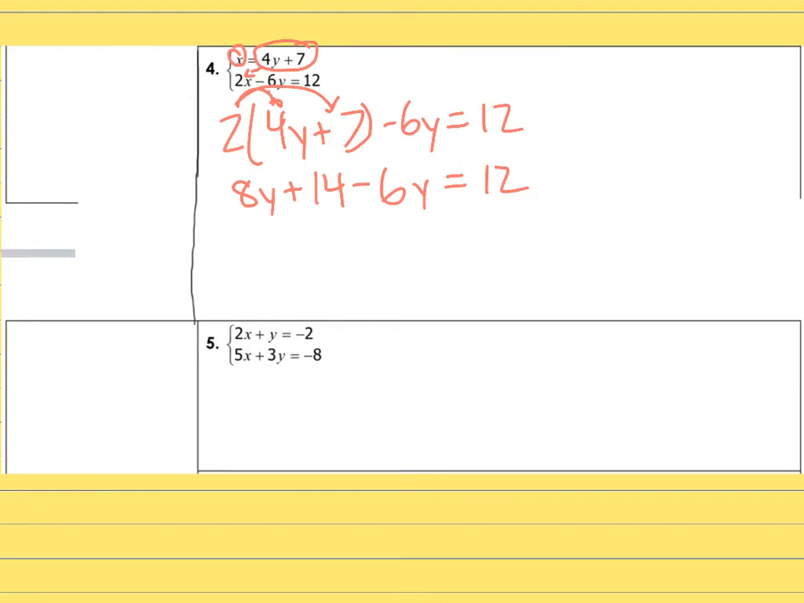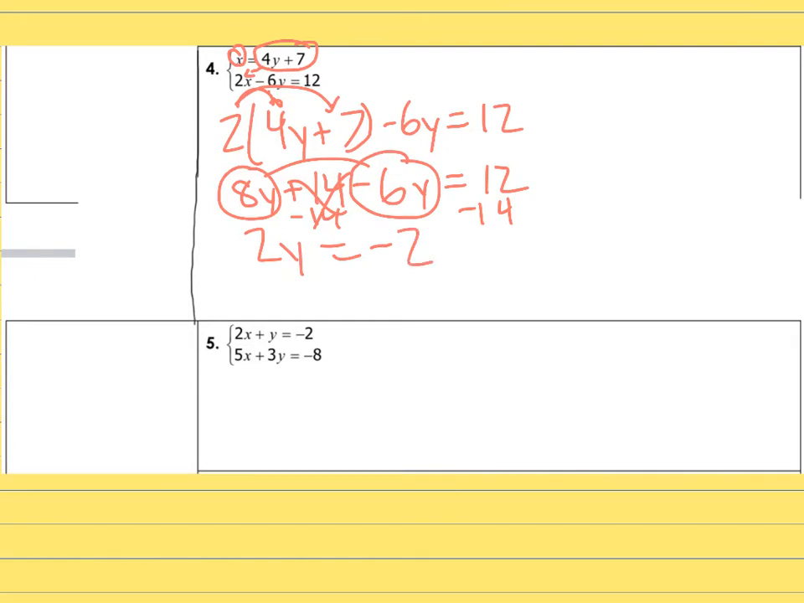I'm going to do 2 things once again in this next step. I'm going to combine the like terms, so the 8y and the negative 6y, which is positive 2y. And I'm going to subtract the 14 from both sides. Well, guess what? 12 minus 14 is negative 2.